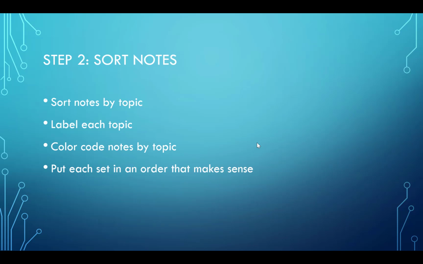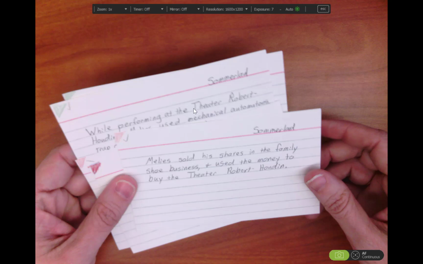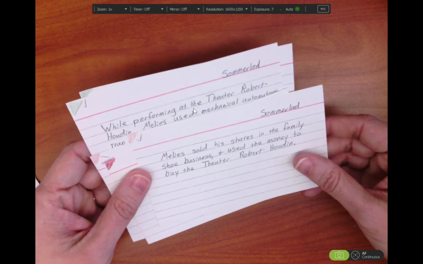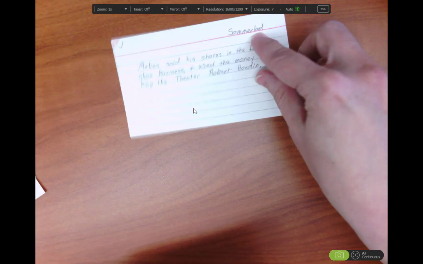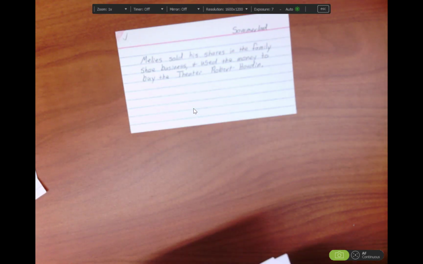Okay, so again, at this point, we're not paying any attention to which source they came from or what number they are. What we're going to do is sort our cards by topic and then label each topic. So let me show you what that would look like. I'm going to start reading my note cards to remind myself of what they say. So this first one, Méliès sold his shares in the family shoe business and used the money to buy a theater, Robert Houdin. Okay, so that's about his early life and getting into the theater.